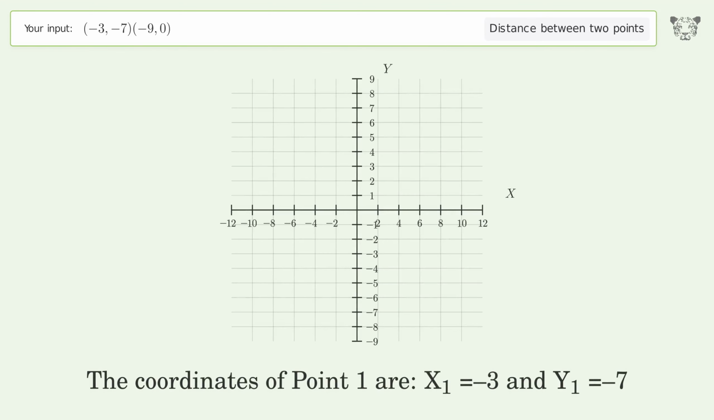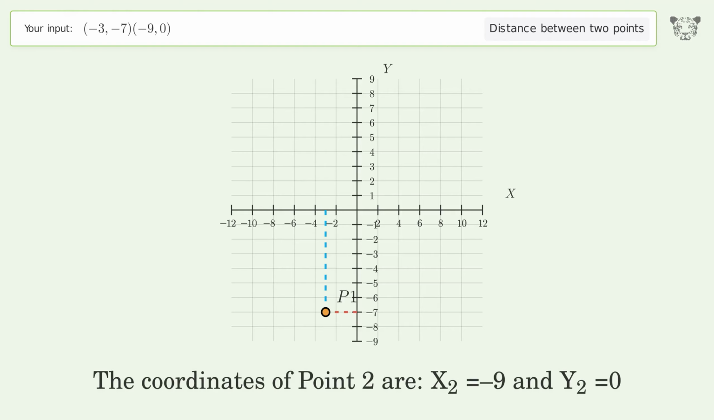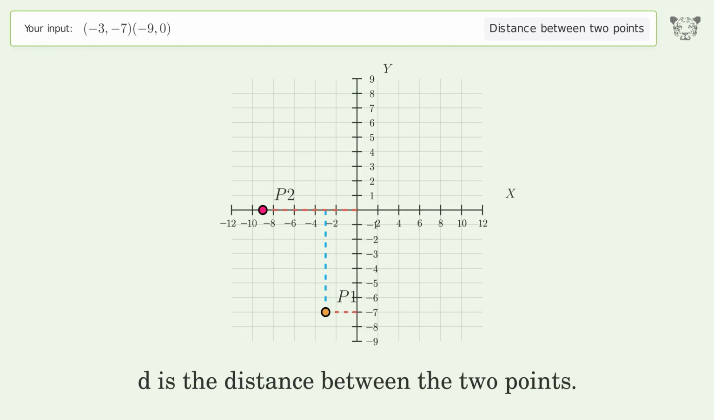The coordinates of point 1 are x1 equals -3 and y1 equals -7. The coordinates of point 2 are x2 equals -9 and y2 equals 0. D is the distance between the 2 points.